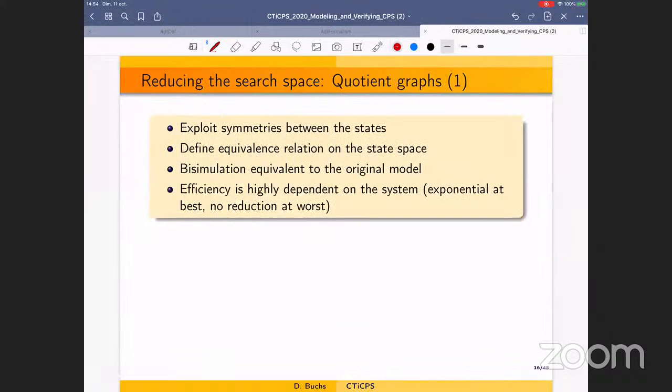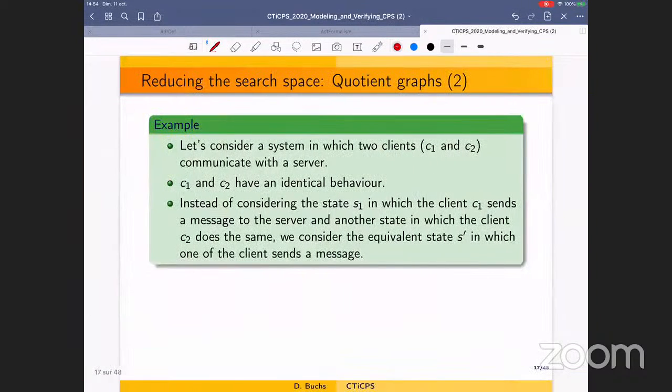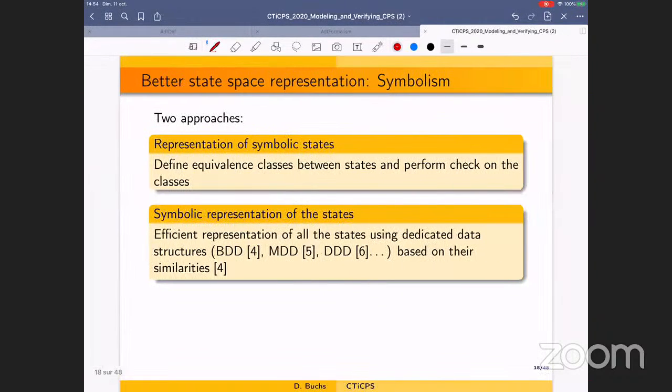Otherwise, quotient graphs, where we are quotienting the system, as in this example with two different computers that we don't identify directly. We are just identifying the class of different computers. So it's an approach which reduces the number of possible states.